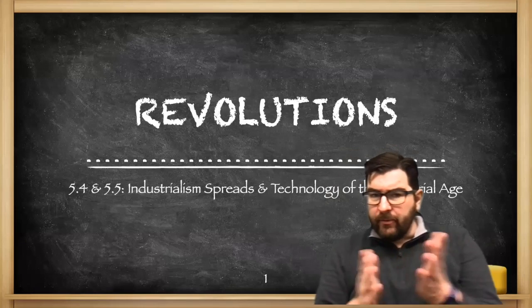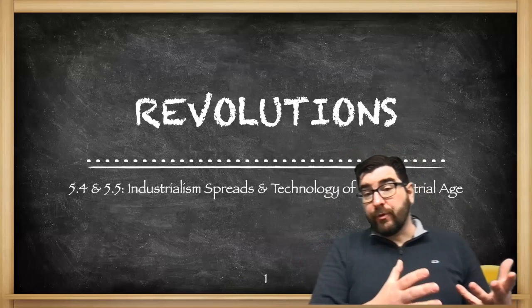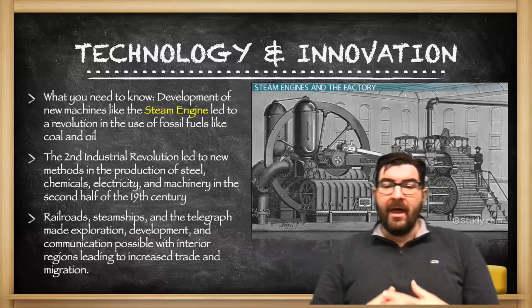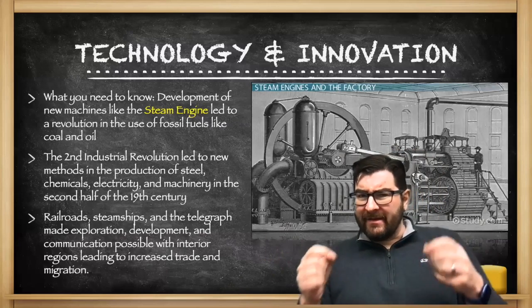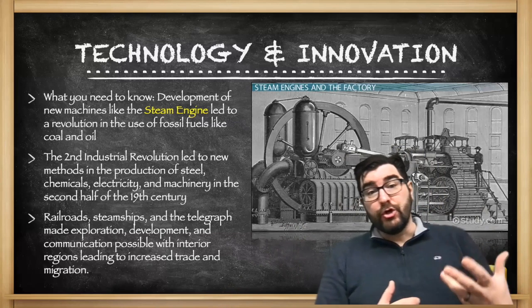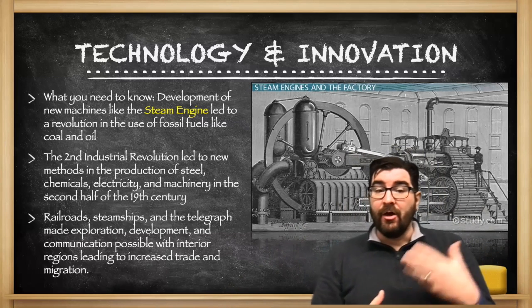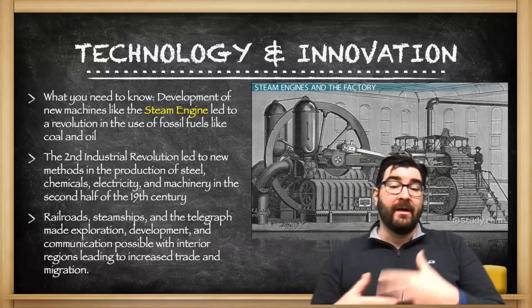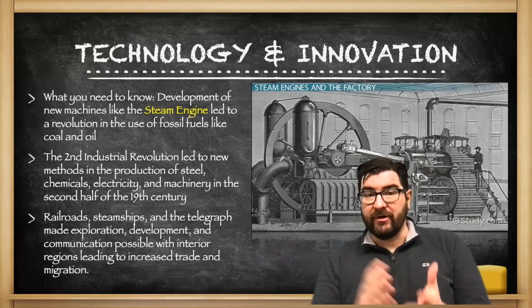All right, welcome back. Today we're going to talk about the spread of the Industrial Revolution and technologies of the industrial age. And we're going to jump right into that technology and innovation theme. What you need to know is that development of new machines like the steam engine will lead to a revolution in the use of fossil fuels like coal and later in the Industrial Revolution, oil.